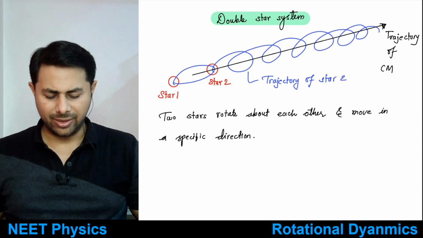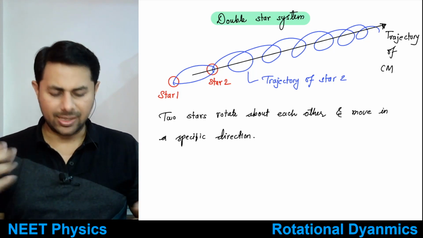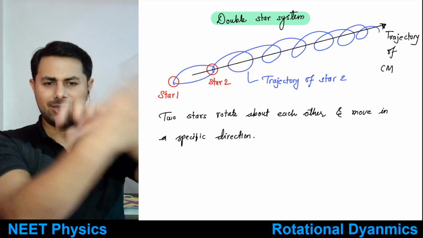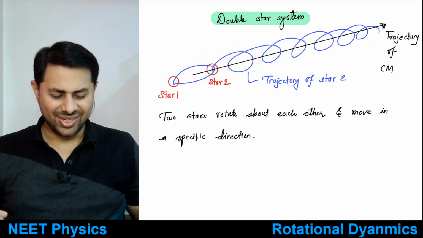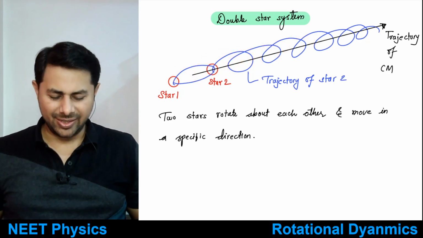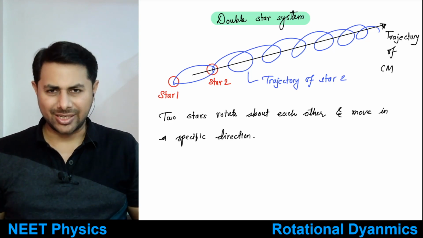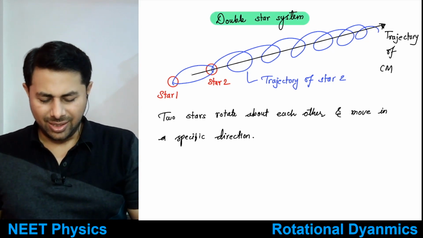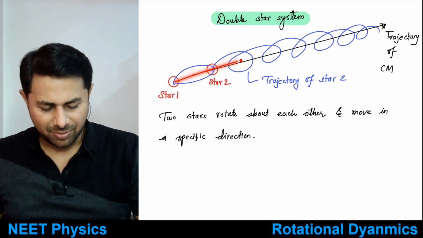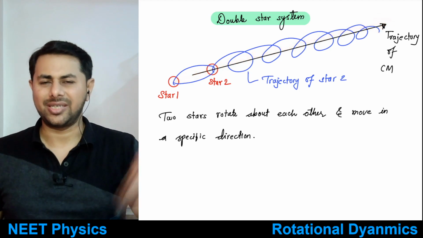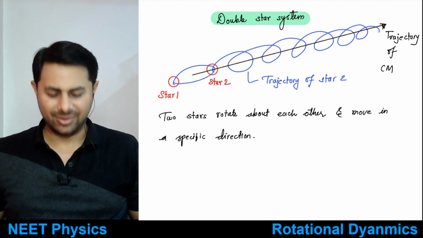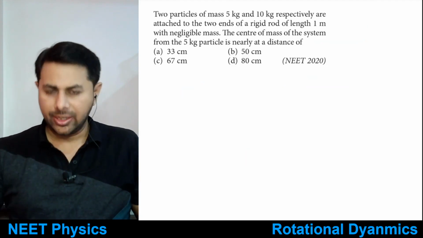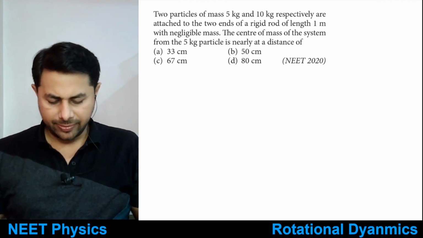If you look at the trajectory, it's complicated. It seems like this. The two stars move like this, so it looks complicated, but this is the mutual force of attraction between them and there is no external force. Therefore, we can say their center of mass just moves in this direction, in a straight line, right? So this thing is clear. Now let's look at some problems based upon center of mass.